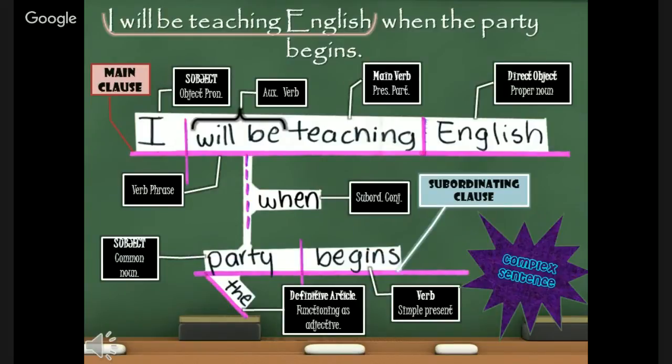Then we have a subordinating conjunction that is when. It's joining the subordinating clause with the main clause. The subordinating clause in this case is the party begins. Party is a subject and it is a common noun. Then we have begins. That is the verb and it is in simple present. Then we have the under party and it is a definite article, but is functioning as an adjective. This sentence is a complex sentence too.